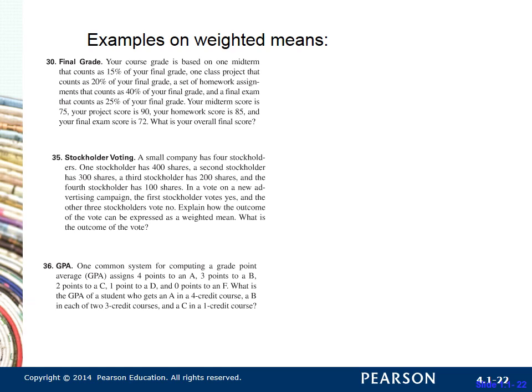Now we did one of these similar in the PowerPoint, where we've got a weight of 15% for the midterm. You have a project that counts 20%, homework assignments are 40%, and a final exam is 25%. Your midterm score is 75. Here's your project score, your homework score, and your final exam score. So what's your overall final score? And this is how you find a weighted grade for any class.